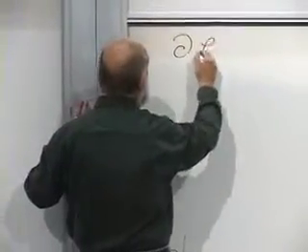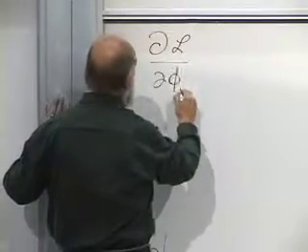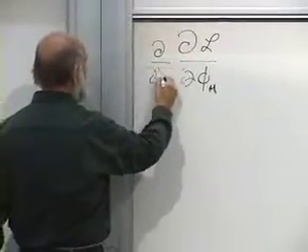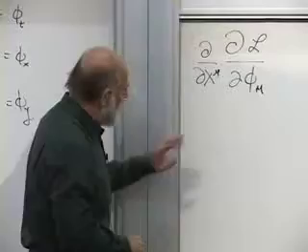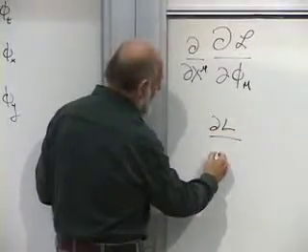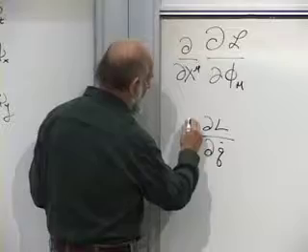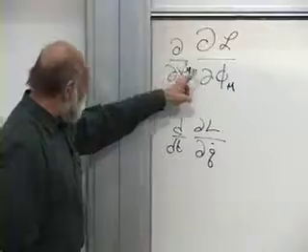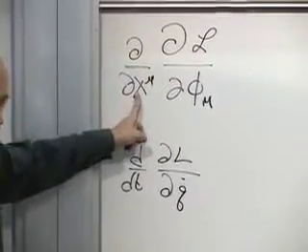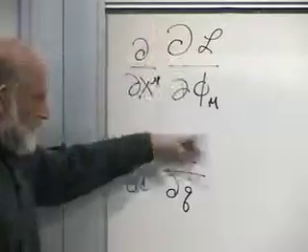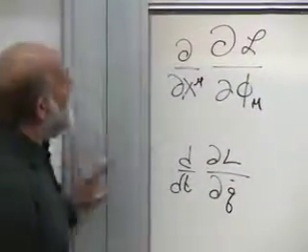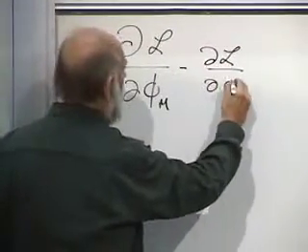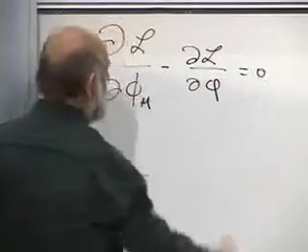Take the derivative of the Lagrangian with respect to phi mu, differentiate it with respect to x mu. This is in close analogy with the derivative of the ordinary Lagrangian with respect to q dot, d by dt. Close analogy, but there are 4 terms in here. Derivative with respect to t, with respect to x, with respect to y, with respect to z. And then subtract off the derivative of L with respect to phi, equals 0.